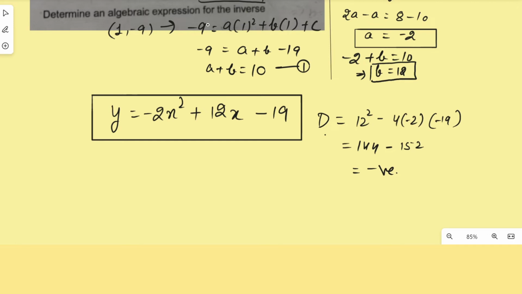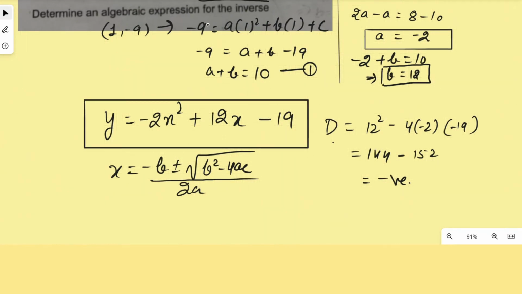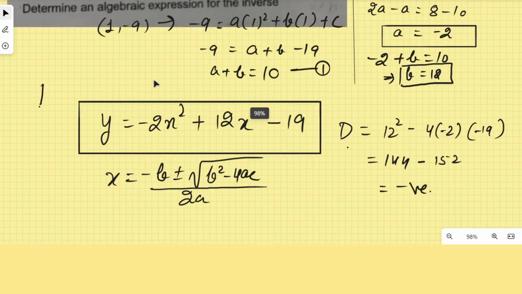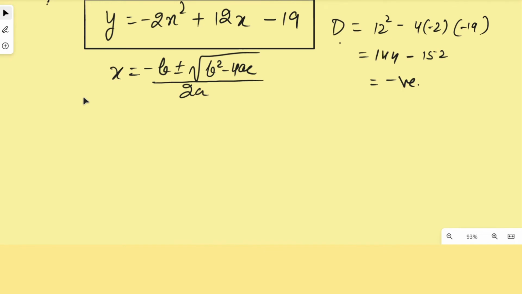So we cannot factor this or anything, so we need to apply the quadratic formula, which tells us that the value of x from the general equation will be negative b plus or minus the square root of b squared minus 4ac, all divided by 2a, right? So before applying the formula, what we need to do more is change this equation into the quadratic one, which has a 0 on the right hand side.